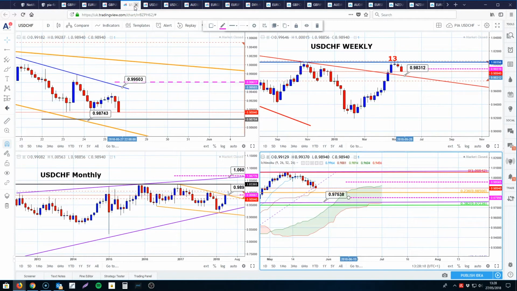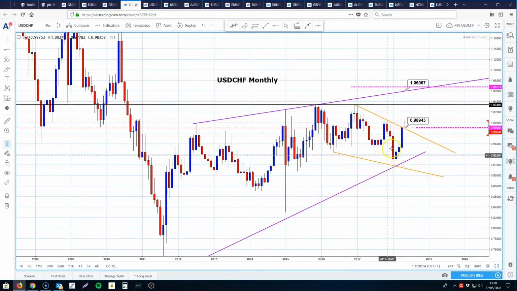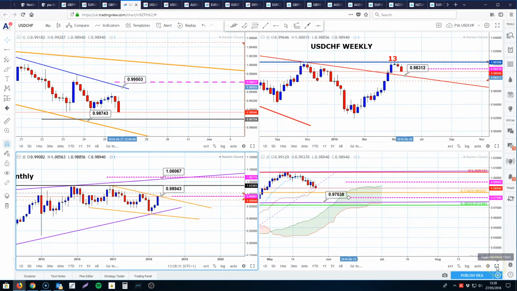Dollar Swiss, here we can see on the monthly chart that we got this breakout to the upside. We then stalled and reversed close to a previous swing high. We've got bespoke support at 99.06, and we've got this reverse trend line at 98.94. At the moment, it doesn't look like that level is going to hold.